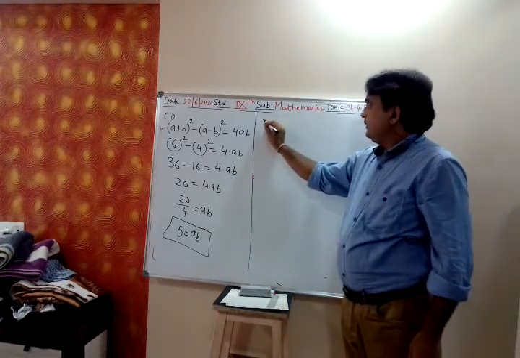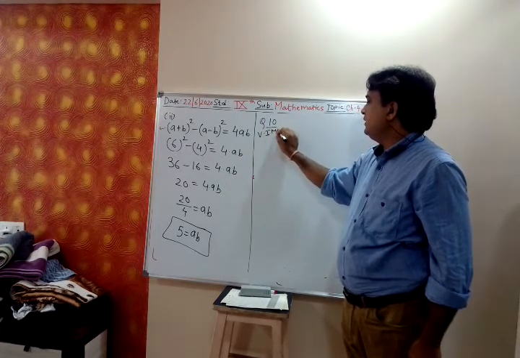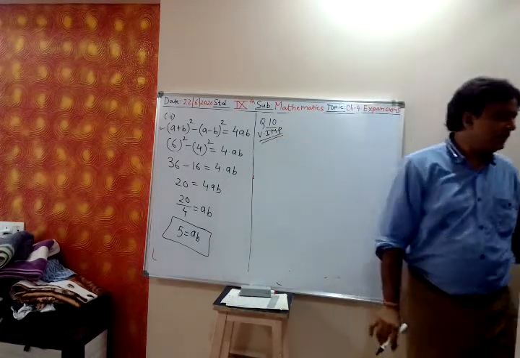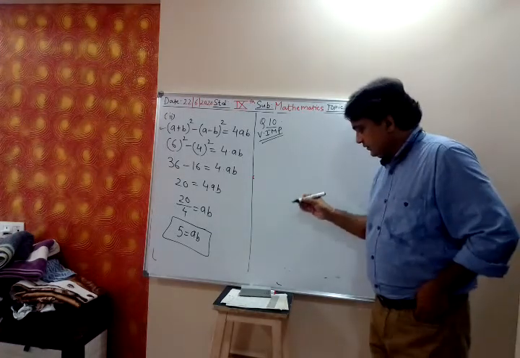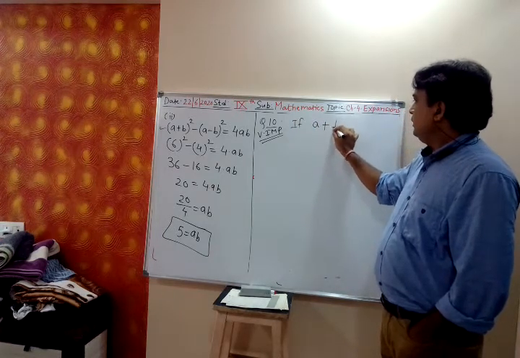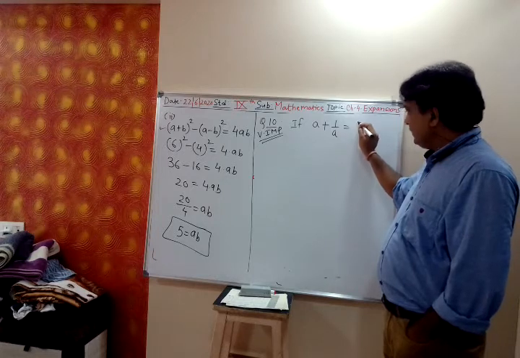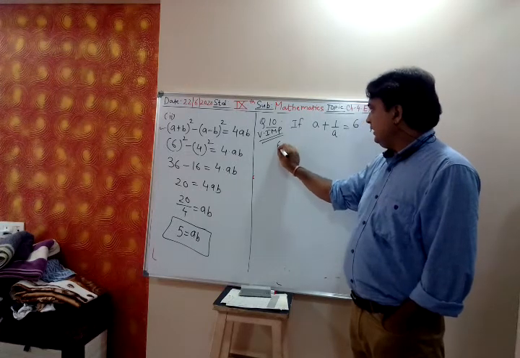Now question number 10. Mark this, very much important. This type of problems are always important: a plus 1 upon a, a minus 1 upon a. We are given if a plus 1 upon a is 6, then find a minus 1 upon a.